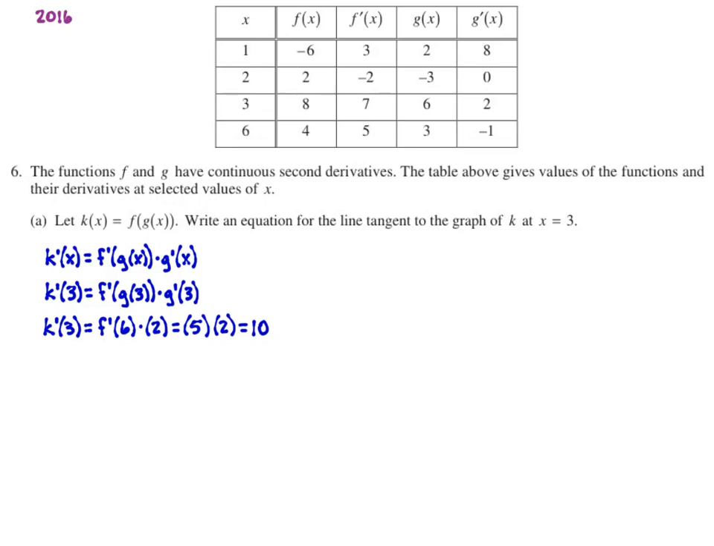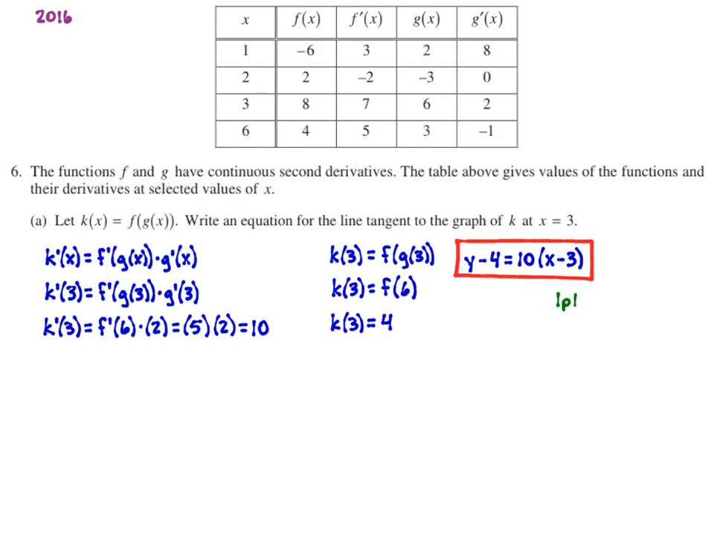Now we need to figure out the point of tangency. So we need to take 3 and plug it into our k function. This will say k of 3 equals f of g of 3. Again, we're going to go back to our table to evaluate those. g of 3 is 6, and then we have to figure out what f of 6 is. f of 6 is 4. So we end up with k of 3 equals 4, and our tangent line will be y minus 4 equals 10 times x minus 3. You do not have to convert this to slope-intercept form. This is the equation of the tangent line, so leave it like this.